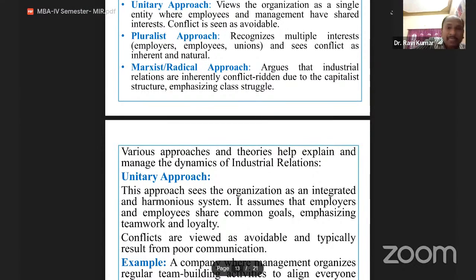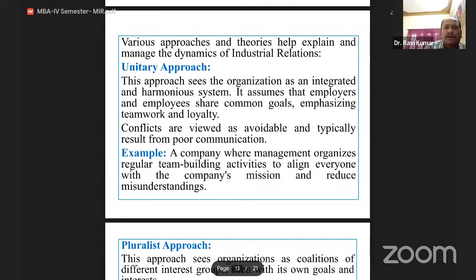And the Marxist or radical approach argues that industrial relations are inherently conflict-ridden due to the capitalist structure, emphasizing class struggle. If investors are there, they impose certain things on industrial relations, so that cannot be viewed as a good sign for organizations. There are various approaches and theories that help explain and manage the dynamics of industrial relations.